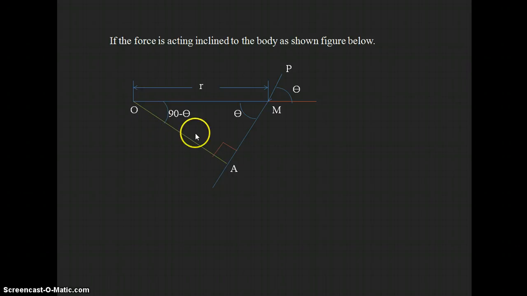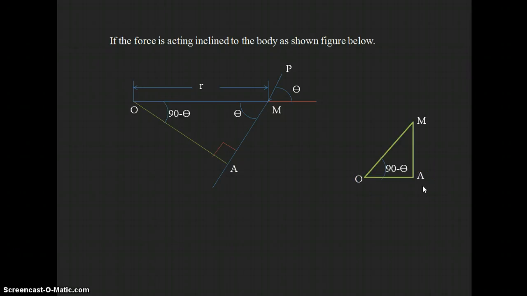For that, assume OAM as a right angle triangle. This right angle triangle I have taken separately. In this we need to find OA. If we find OA, we can find the moment of the force, because it is the product of P into the perpendicular distance from the point O. So OA we need to find out. For that, let us represent the angles. The angle between OA and OM is 90 minus theta.